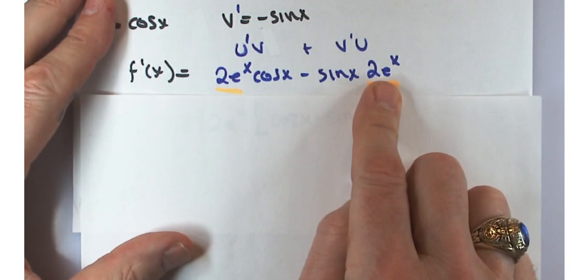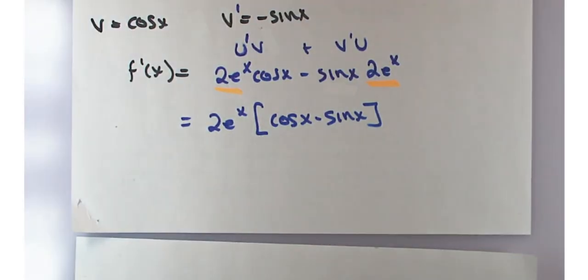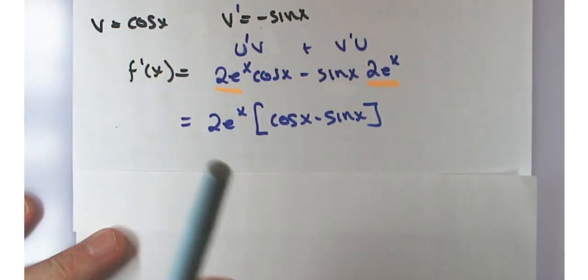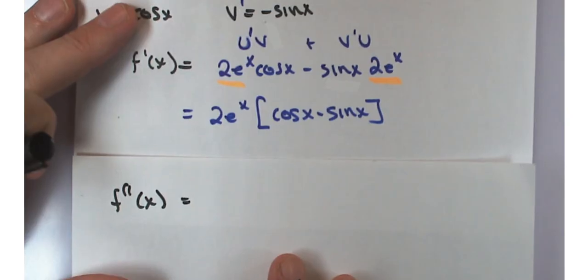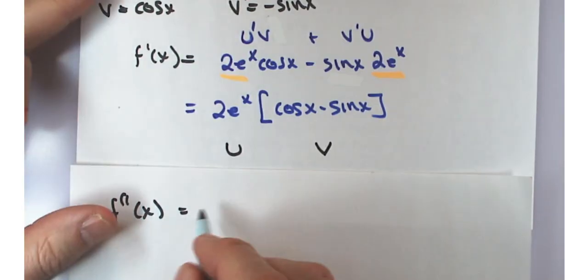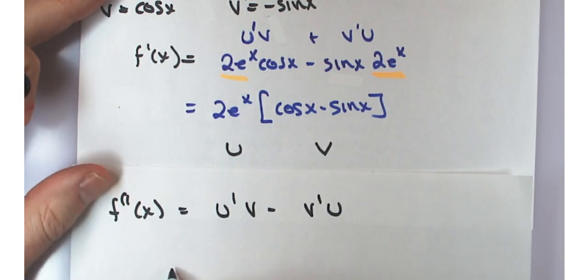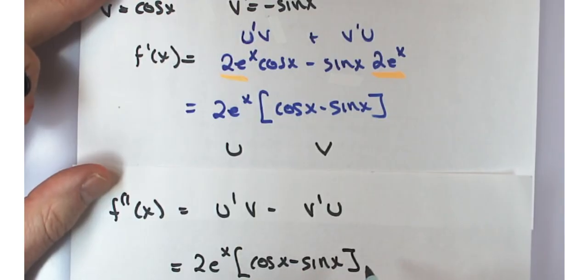So let's make our lives a little easier. Again, you're rewarded for thinking, all right? Don't just charge ahead with these things without thinking a little bit. All right, so let's work on f double prime of x. Once again, you're going to have a u and a v. So we're going to have u prime v plus v prime u. U prime is just going to be 2e to the x again. 2e to the x times v, which is cosine of x minus sine of x, plus v prime times u.